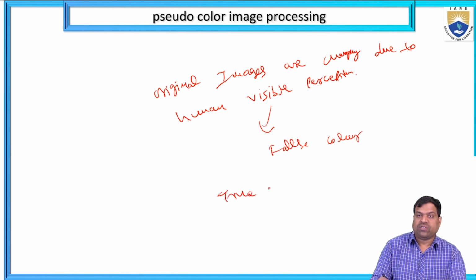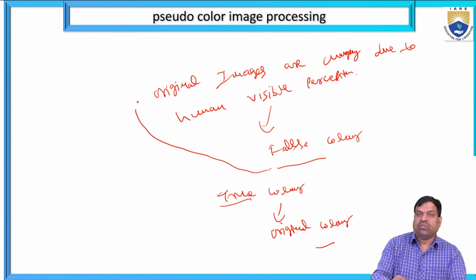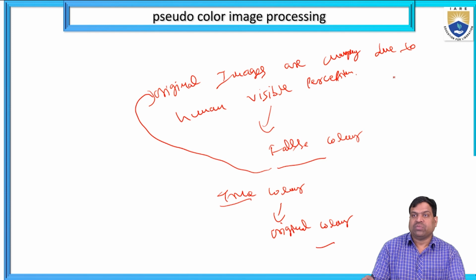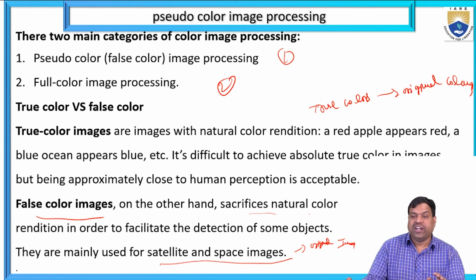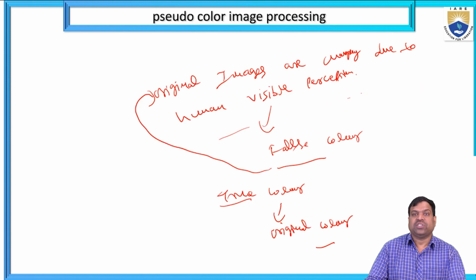True color is nothing but the original color. False color is the original color with some modifications, as needed per human visual perception. That is false color. So it is sacrificing the natural color. We are sacrificing, why? Because as per human visual perception or identification of the image, in order to facilitate the detection of some objects. They are mainly used for satellite and space images.